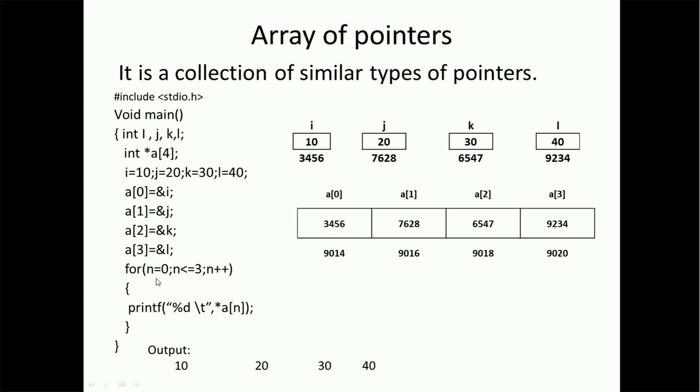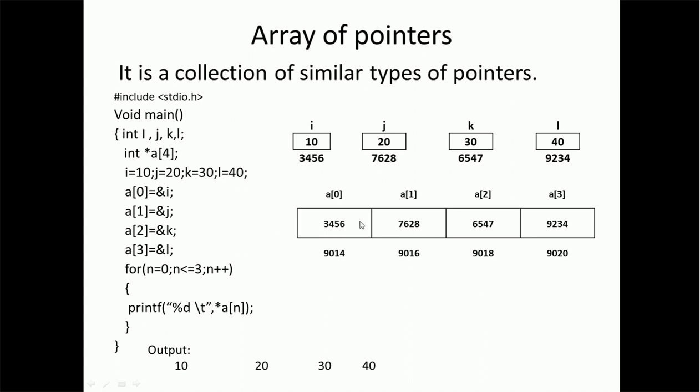So we have used a for loop to print all these values using the array a. The loop will be executed from 0 to 3 because the maximum number of elements stored inside this array is 4. When this prints a[0], a[0] is actually the address of variable i, so *a[n] will print the value of variable i. When the value of n is 1, *a[1] will print the value of variable j, because a[1] is holding the address of variable j. Same is for a[2] and a[3]. a[2] and a[3] will print the values of variables k and l respectively.